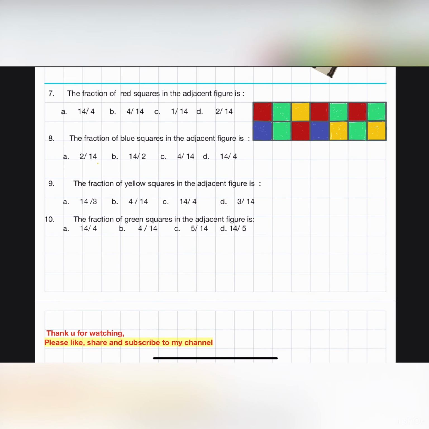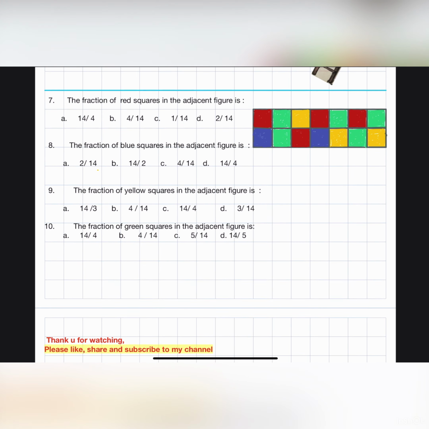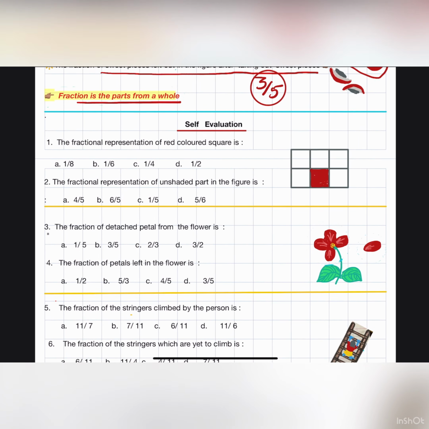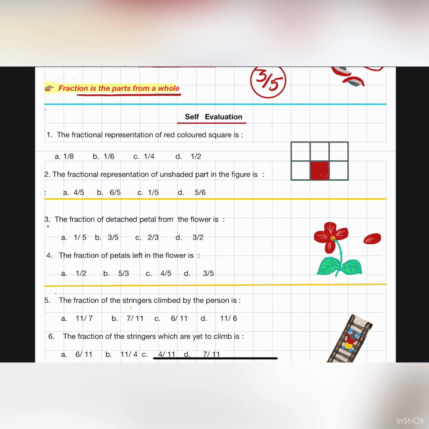Yes, you can pause the video and solve it, but be quick, because it helps you in your examinations. Now let us take the first one.